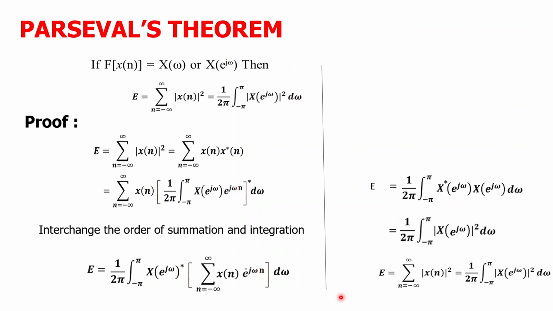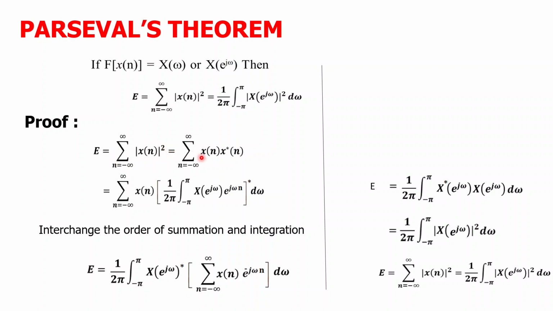So next property, last property, Parseval's theorem. What it says is that the energy inside the signal, which is the infinite sum of absolute squares of the signal, can also be obtained from its spectrum. If we integrate its absolute square, we will get the energy of the signal. So what is the energy formula? Summation n equal to minus infinity to infinity modulus of x of n whole square.